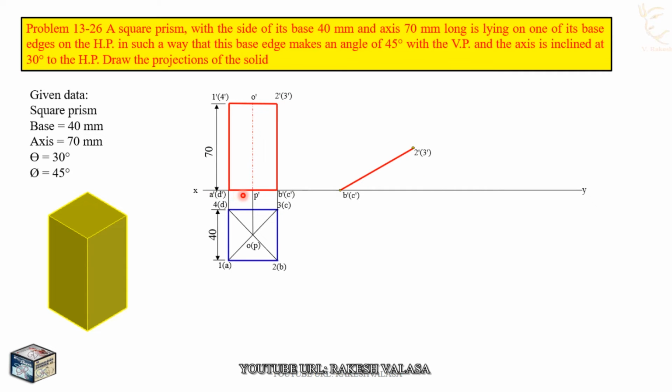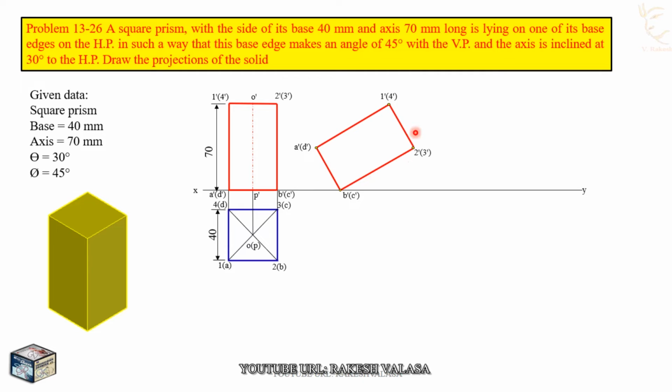Here this edges, that means this AB or CD, this edge is perpendicular to this longer edge, that is B2 or C3. So from B dash point draw the perpendicular line. That length is equal to 40 mm. This endpoint is A dash of D dash. From A dash of D dash point draw the 70 mm line, that is parallel to this B dash 2 dash line. This name is 1 dash of 4 dash. Now join 1 dash of 4 dash with 2 dash of 3 dash.